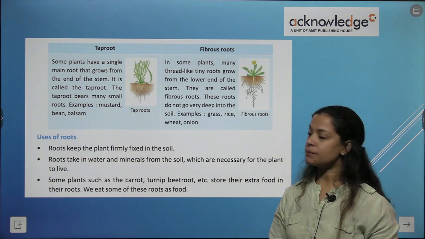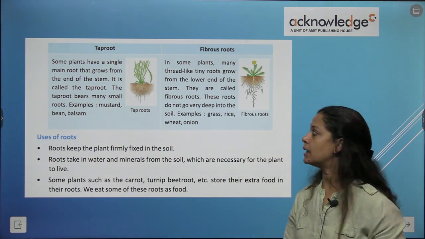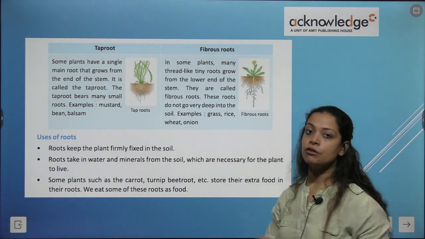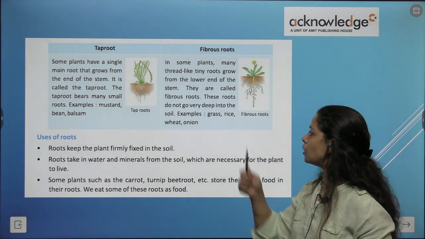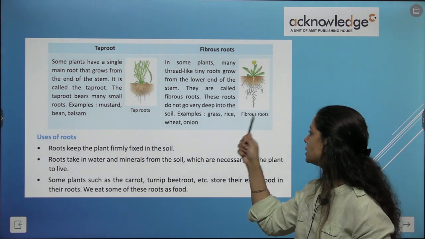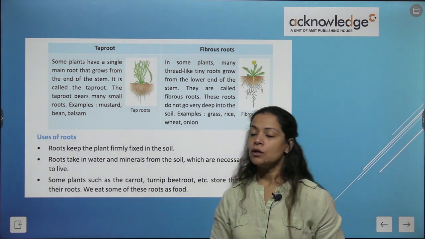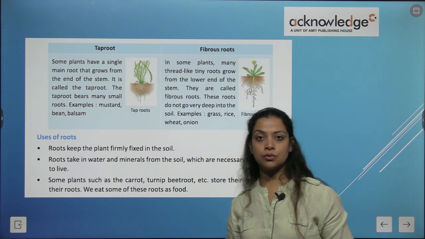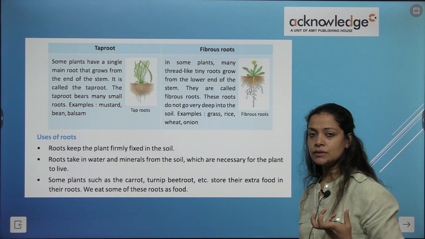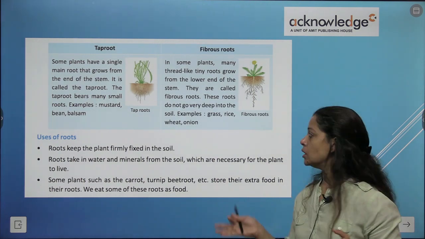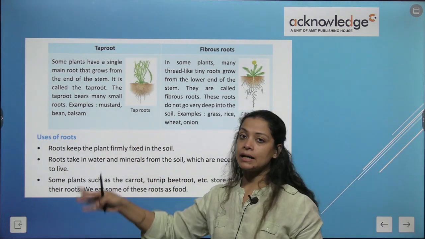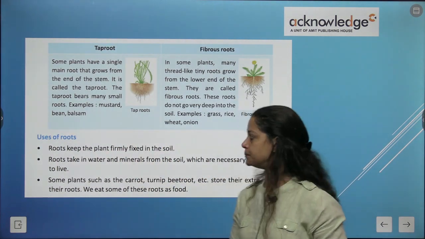Now in fibrous root में क्या होता है? In some plants many thread-like tiny roots grow from the lower end of the stem and they are called fibrous root. These roots do not go very deep into the soil and examples of fibrous roots are grass, rice, wheat and onion. तो एक तो ये आपका example हो गया of a single root और कुछ इस तरह से जो thread like structure निकलते हैं from the root उसको कहते हैं fibrous root. उसके examples हो गए grass, wheat and onion. Examples of taproot are mustard, bean and balsam.